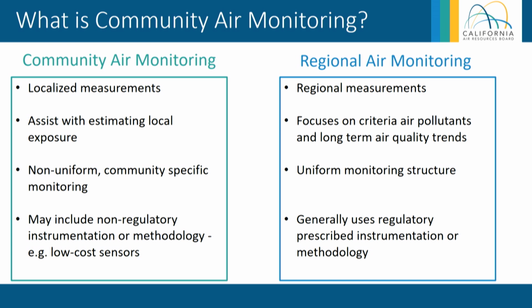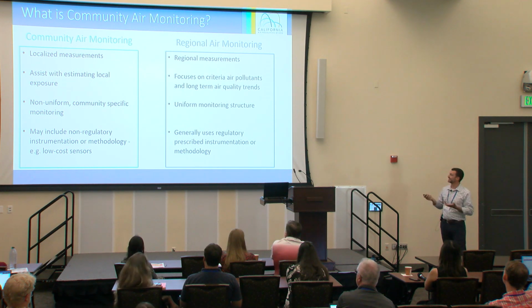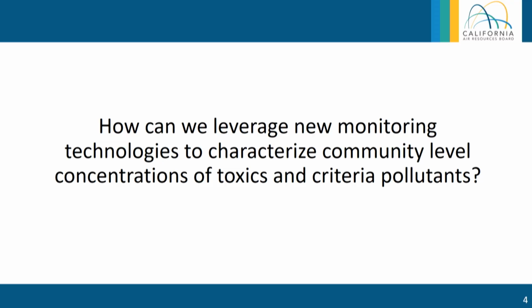And going with the uniform monitoring structure, the measurements tend to be regulatory prescribed instruments or methodologies. These are all things that a lot of you, if not all of us, are well aware of. But in community monitoring, this may include some non-regulatory instrumentation or methods based on whatever the community-specific goals and objectives for monitoring are. And this can include low-cost sensors, and that's been a topic of many presentations over the last 3 days. So the big question with community air monitoring is how do we leverage new technologies to look at community-level concentrations of criteria and air toxics?